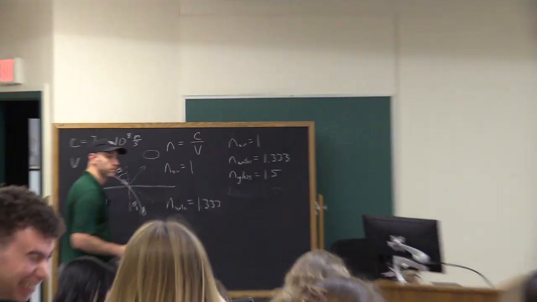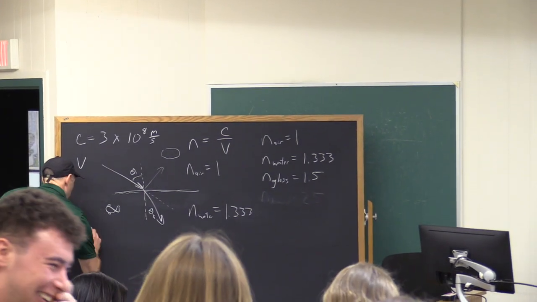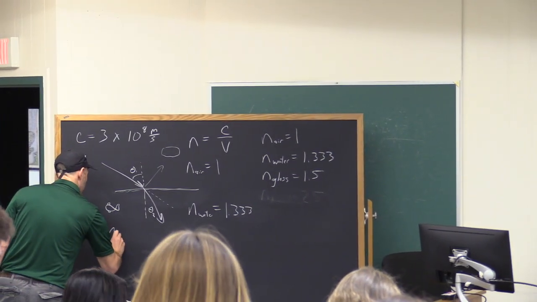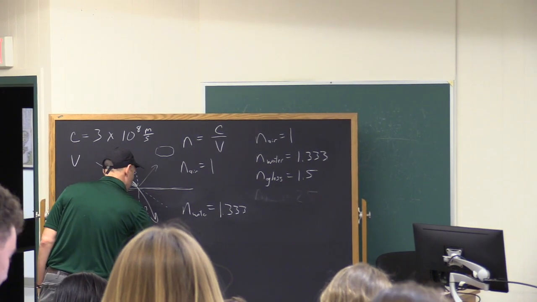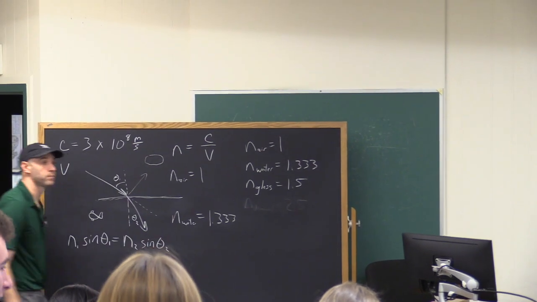How much it bends depends on how much it speeds up and how much it slows down. And how much it speeds up or slows down depends on the difference between the n values. We have an equation for that. I don't remember if I gave you the equation last time or not, but I'm going to give it to you now. It's called Snell's law. Snell's law says that n1 sine theta 1 equals n2 sine theta 2.